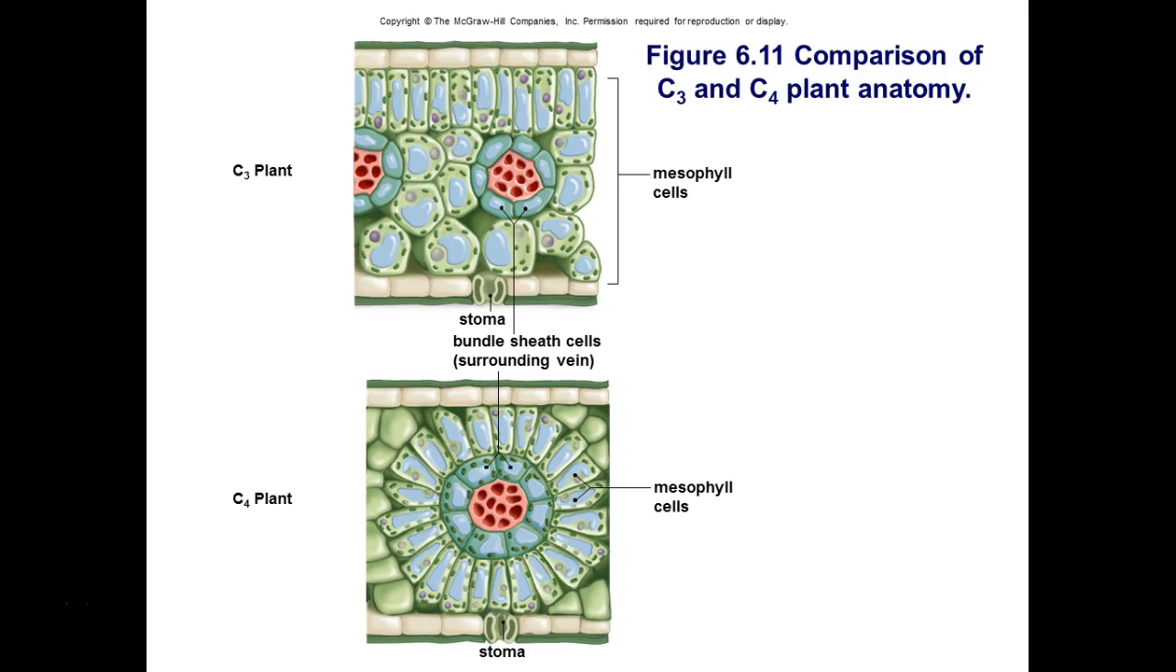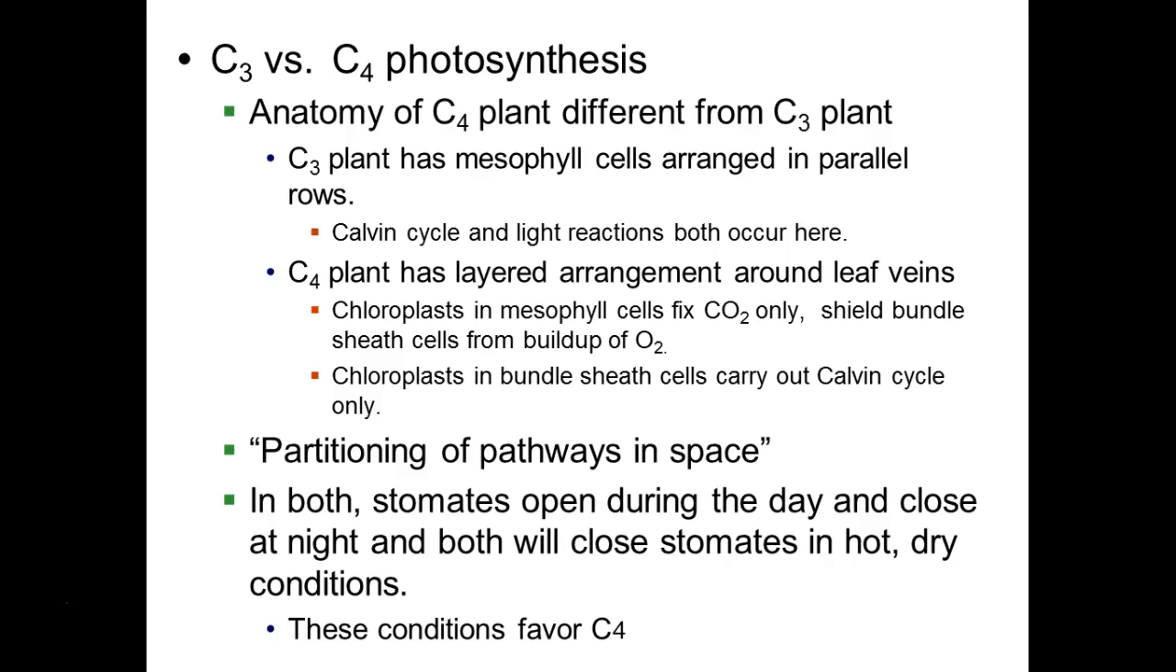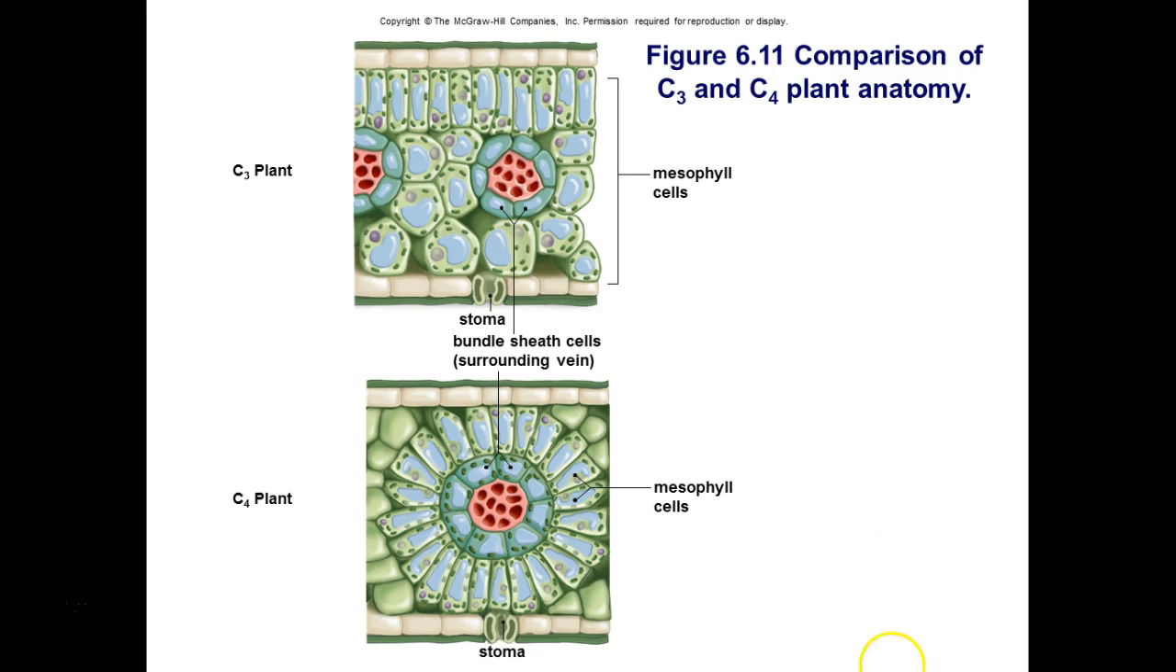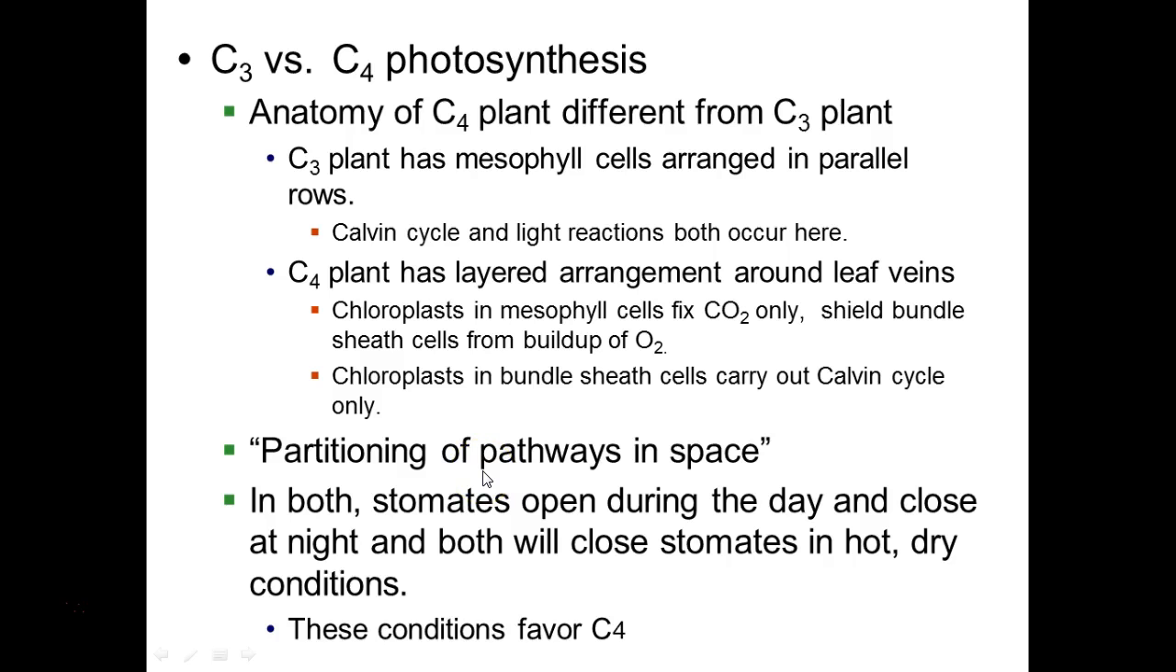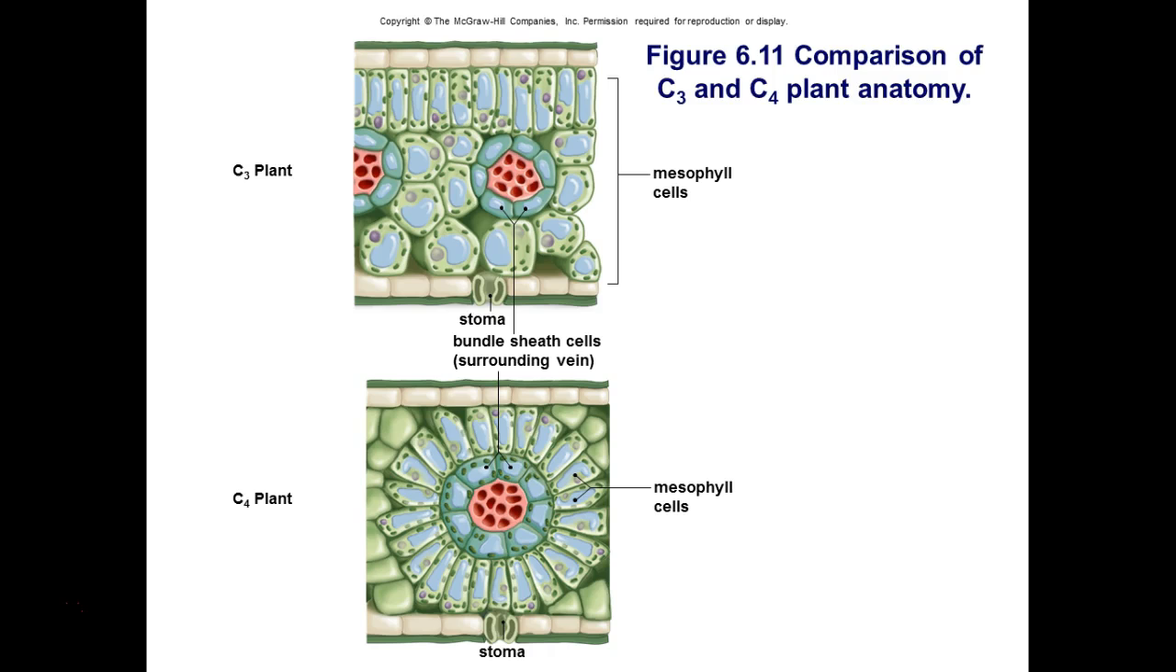In other words, the Calvin cycle is going to go on in a different cell than the light reaction will go on. So the bundle sheath cells, right here, which are around the vein, are going to carry out the Calvin cycle. The chloroplasts in the mesophyll cells do the light reaction. So here are the mesophyll cells, right here, arranged in a wreath arrangement.